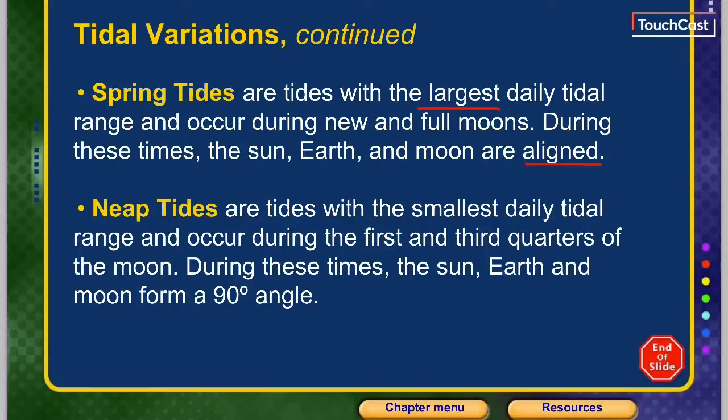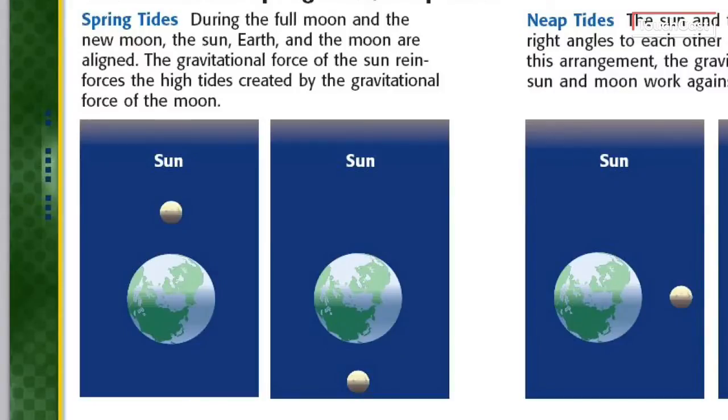So here's a couple different names for the tidal variations that we see throughout the season. Spring tides are tides with the largest daily tidal range, and they occur during what's called a new moon, and the one you're maybe a little bit more familiar with, a full moon. During these times, the sun, the Earth, and the moon are aligned. So when I say aligned, I literally mean the sun, the moon, and the Earth are all in a straight line with each other. You can see that in both of these.